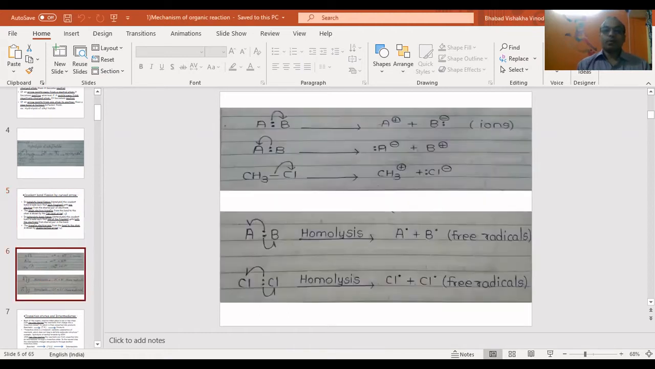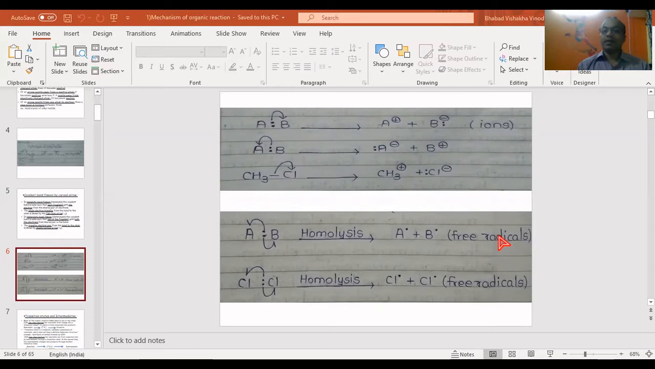So now let us have an example. If you consider A and B, here we can see that both the electrons are transferred from A to B. In that case, A will acquire a positive charge and B will acquire a negative charge with a lone pair of electrons. It will be in the form of ions. Similarly, in another case, electrons will be transferred from B to A, and you will get A minus ion and B plus ion. Now, if you consider methyl chloride, that is CH3Cl, if electrons transfer from the methyl group, then it becomes a methyl cation and Cl will acquire a negative charge.